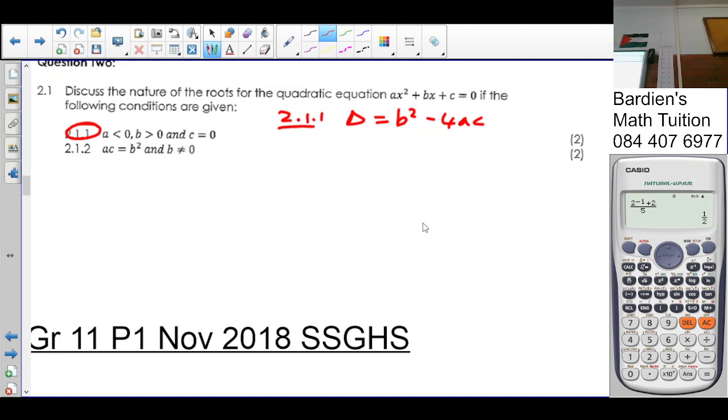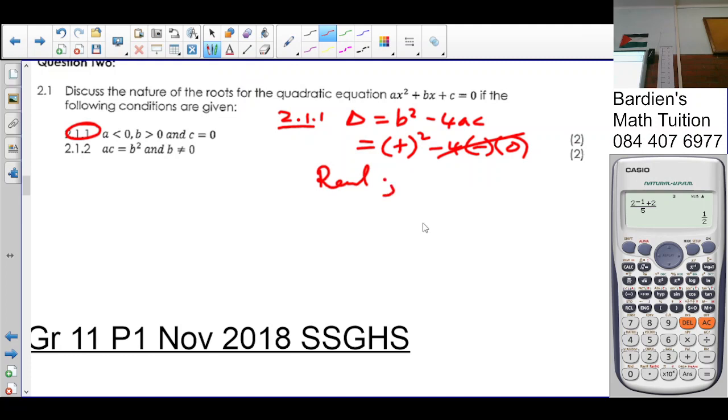So we are told that B is greater than 0, which means B is positive. So b squared minus 4 times my A value, which is negative, but my C value is 0. Anything times 0 is 0. So what does that mean? Your delta is actually a perfect square. Can you see what is left? Your B, the coefficient of x, which is being squared. Can you see that, people? So what can we say about the nature of this root? Roots is going to be real.